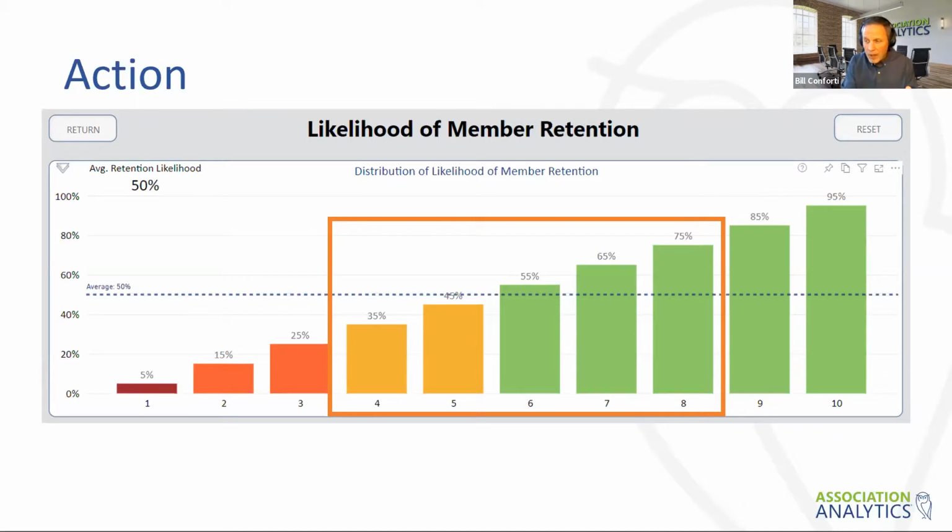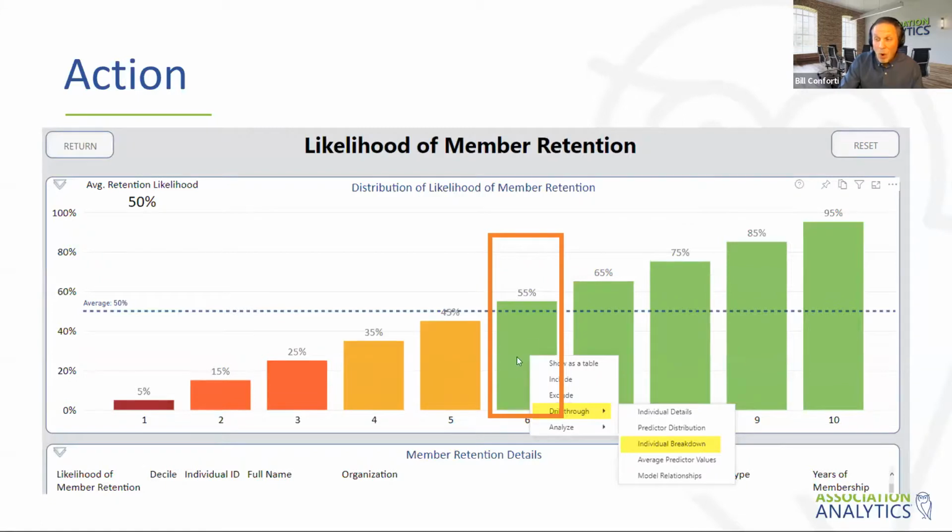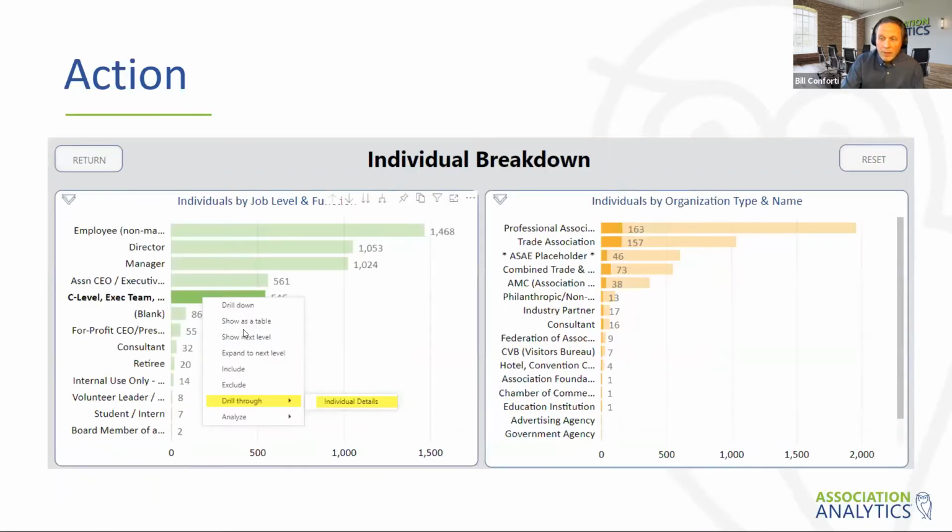The idea is that these deciles, 4 through 8, are individuals that we know a lot about. We know their demographics. We know the predictors. We know the things that cause them to be in these buckets, and we can take action based on that. So if we looked at just decile number 6, we know that they're 55% likely on average to renew. But we want to find out about them, so we can do the drill through, which is built into the product, and look at the individual breakdown. That means we're going to look at the demographics.